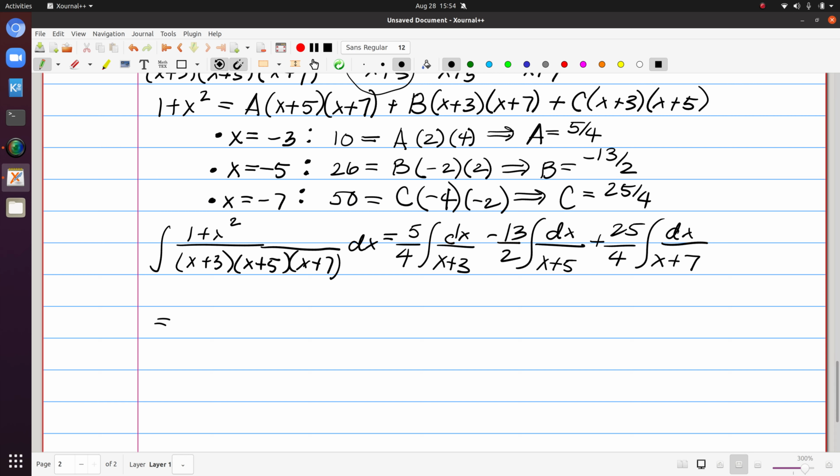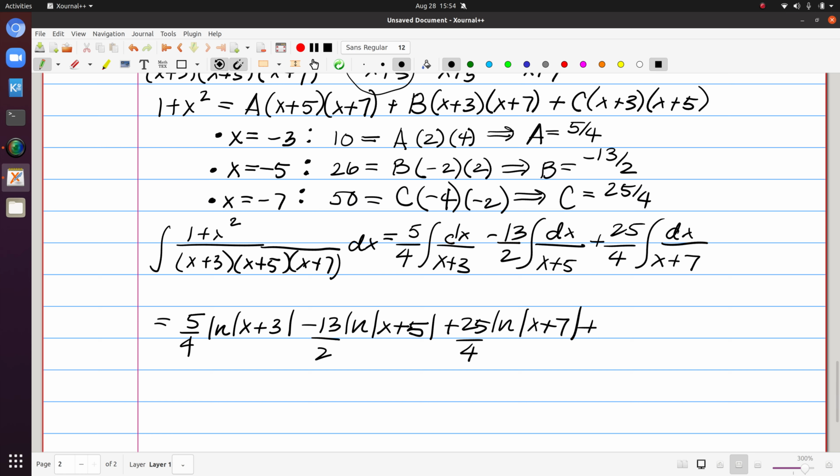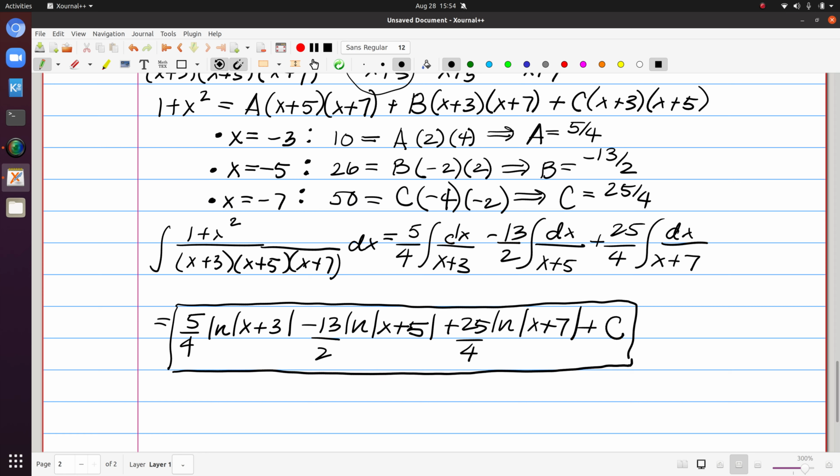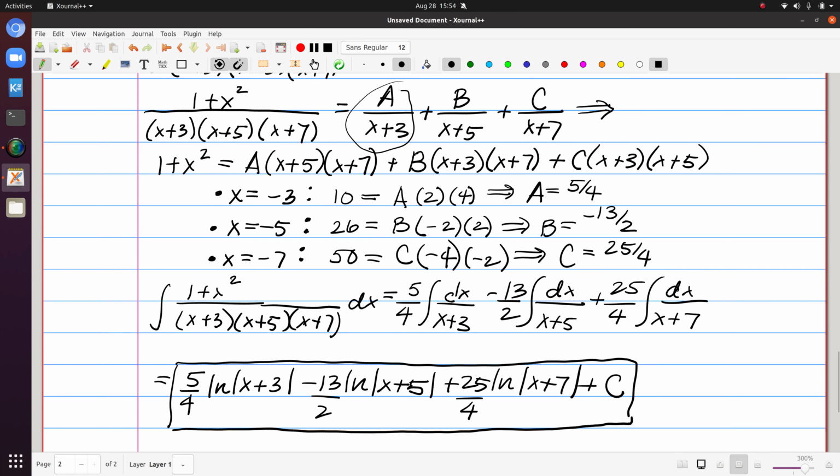So this simply leaves me with 5/4 natural log absolute value of x plus 3, minus 13/2 natural log absolute value of x plus 5, plus 25/4 natural log of absolute value of x plus 7, plus an arbitrary constant. And again, this is a perfectly suitable way to write it. Alternatively, we could go through and combine those log expressions like we looked at in the first example in this video. So that wraps up a look at our 3 integration techniques.